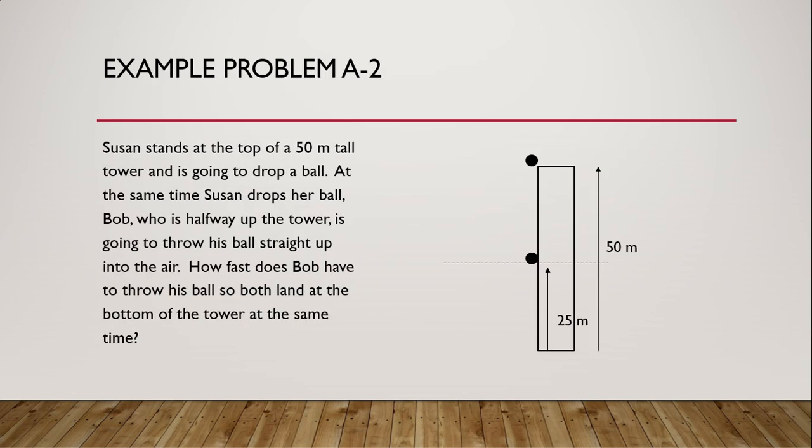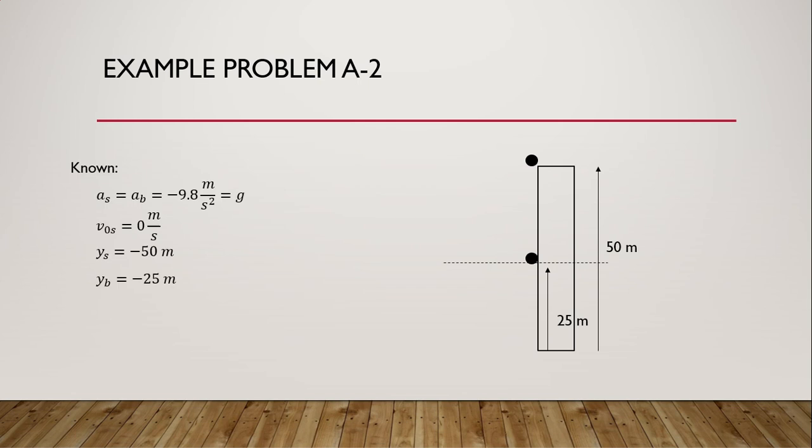Let's say we have Susan, she's going to stand at the top of a 50-meter tall tower and drop a ball. At the same time she drops the ball, Bob, who is halfway up the tower, is going to throw his ball straight up into the air. The question is, how fast does Bob have to throw his ball so they both land at the bottom at the same time? So this is a pretty complicated problem. This is kind of like our blue car, red car problem, a two objects moving at the same time, shared variable type problem.